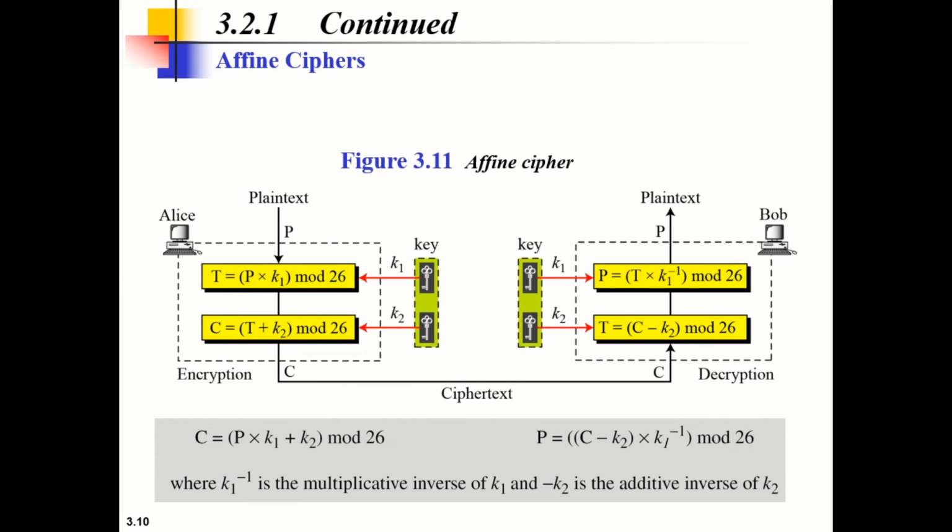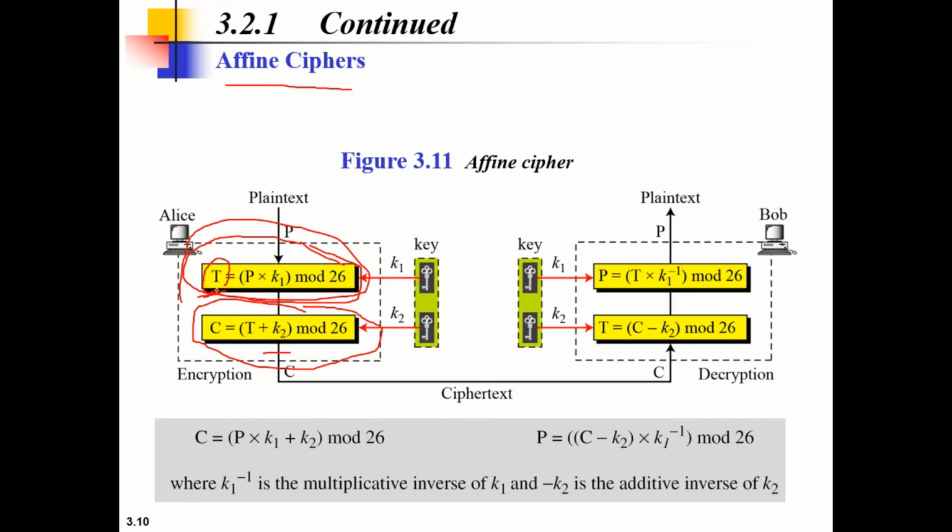Okay, the next kind of cipher we have is the affine cipher. The affine cipher is a combination of the additive and multiplicative ciphers. Here we will first apply the multiplicative cipher, and then we will get the ciphertext by applying the additive cipher over this result. This T will be the intermediate result.